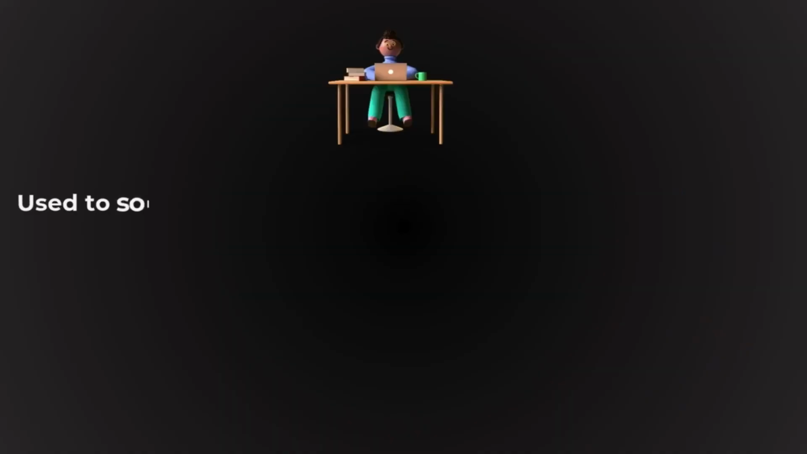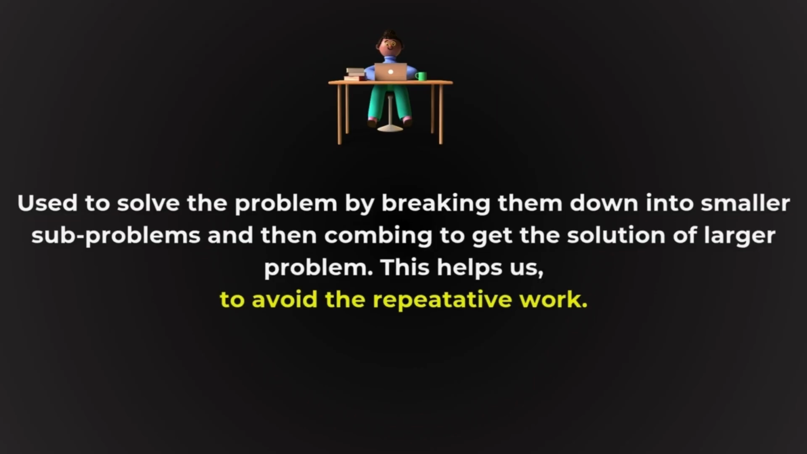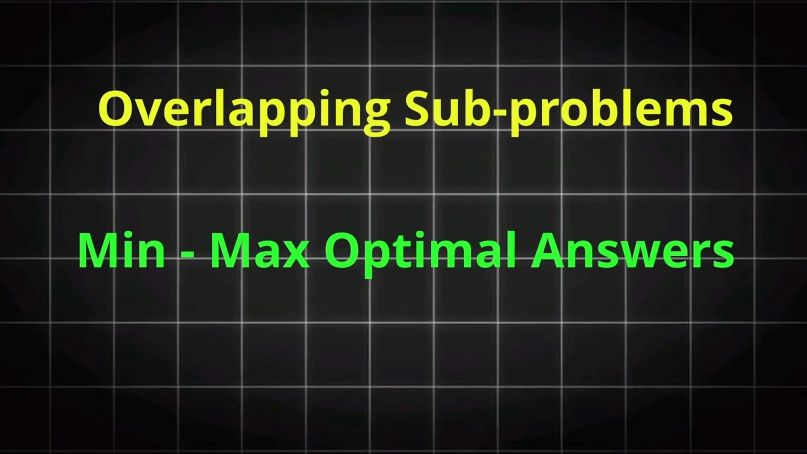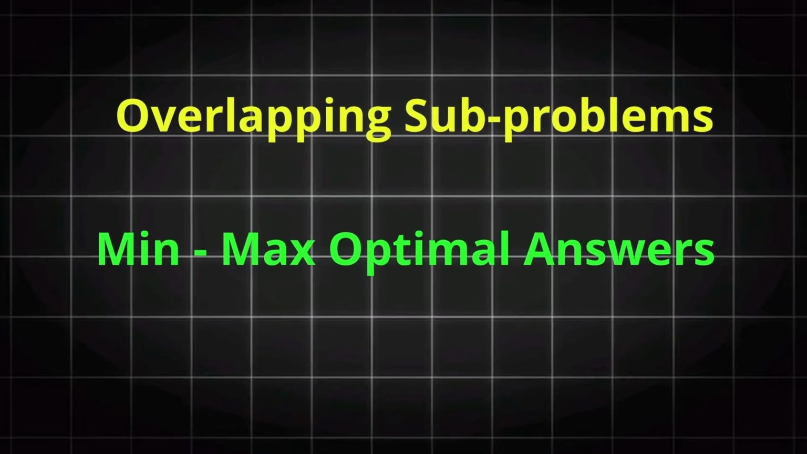Dynamic programming. Dynamic programming is one of the most powerful techniques, which can be used to solve problems by breaking them down into smaller subproblems and then combining them to get the solution of the larger problem. This mainly helps us to avoid repetitive work. Dynamic programming is mainly used when the problem contains overlapping subproblems, or when the question asks us to find optimal structures like minimum and maximum.